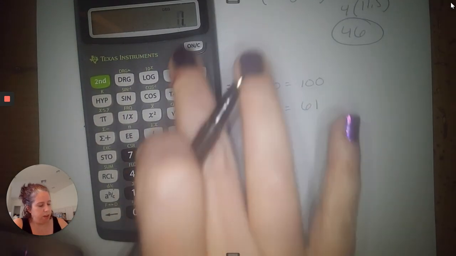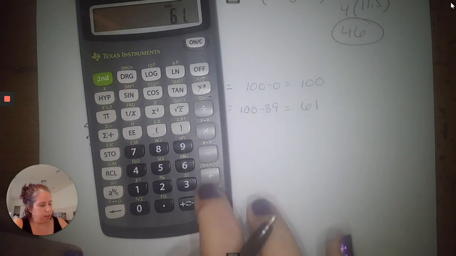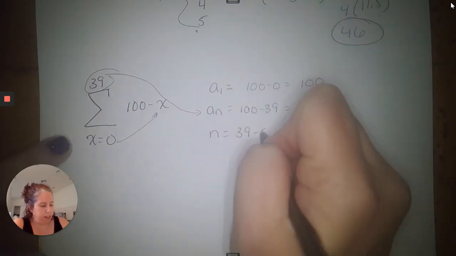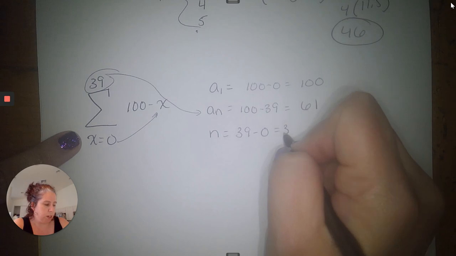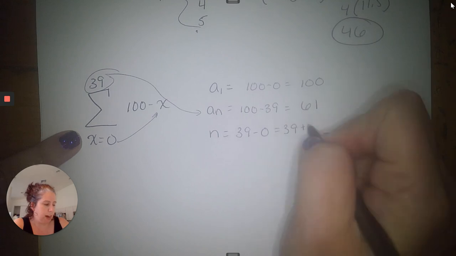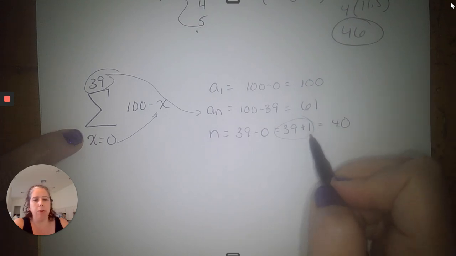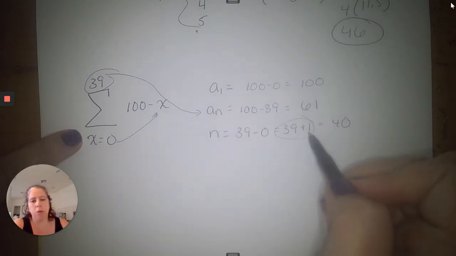100 minus 39 is 61. And then for N, top number minus the bottom number. So 39 minus 0 is 39, and then add 1, which gives me 40. Again, guys, you've got to add the 1 back. You've got to subtract them and then add the 1 back.